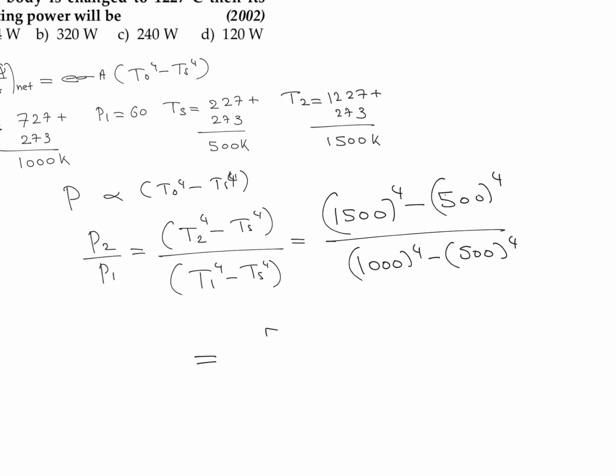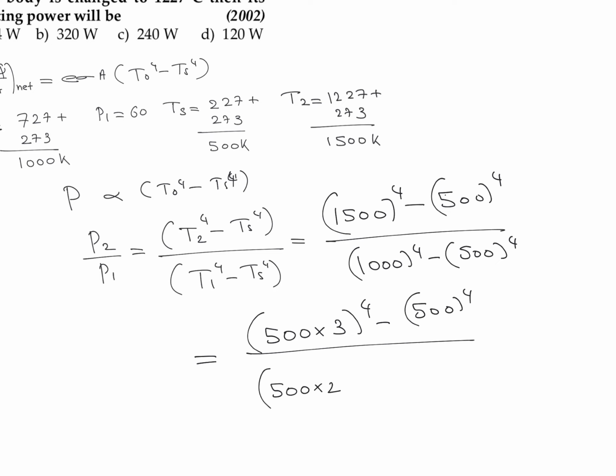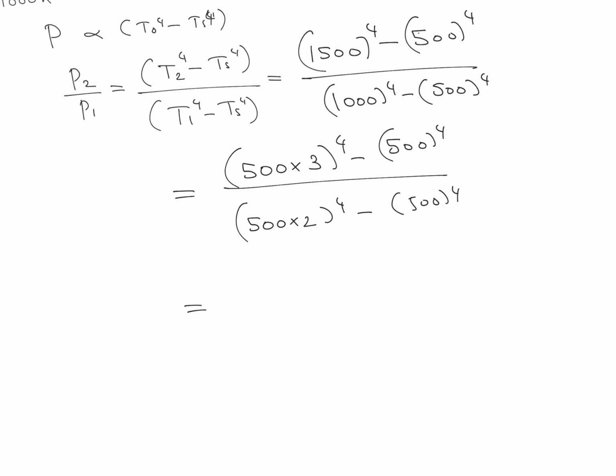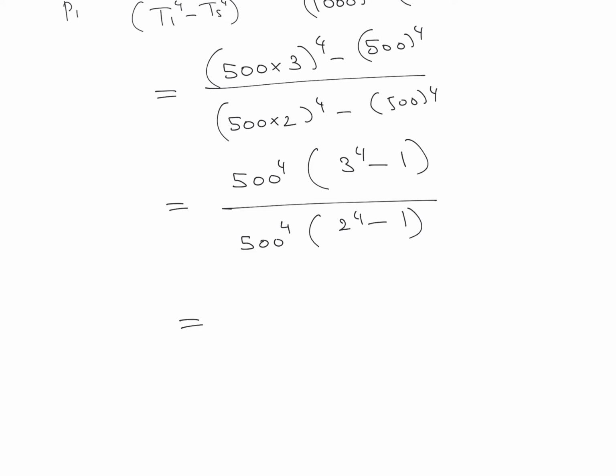Now this 1500 can be written as 500 into 3 raised to 4 minus 500 raised to 4, divided by 1000, which can be written as 500 into 2 raised to 4 minus 500 raised to 4. From here we can take 500 raised to 4 as common. The remaining thing in the numerator is 3 raised to 4 minus 1 raised to 4, and in the denominator it is 2 raised to 4 minus 1 raised to 4. So the 500 raised to 4 cancels out.